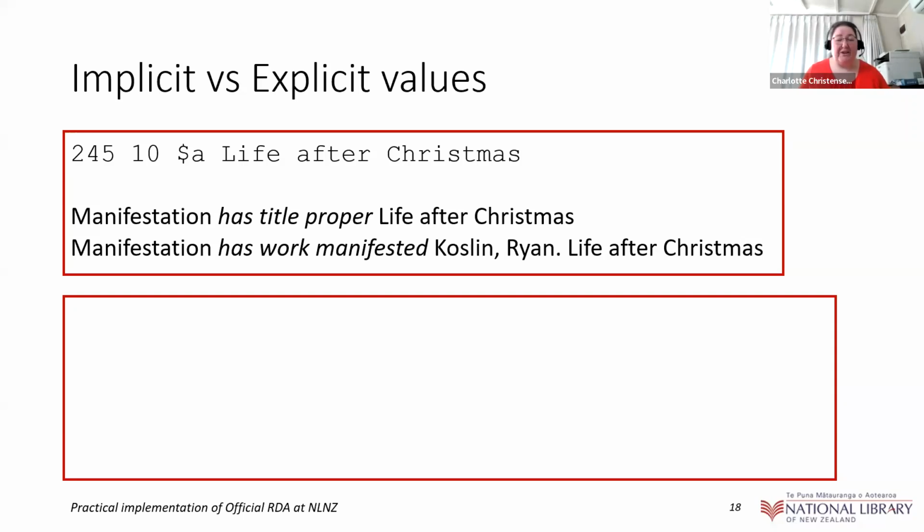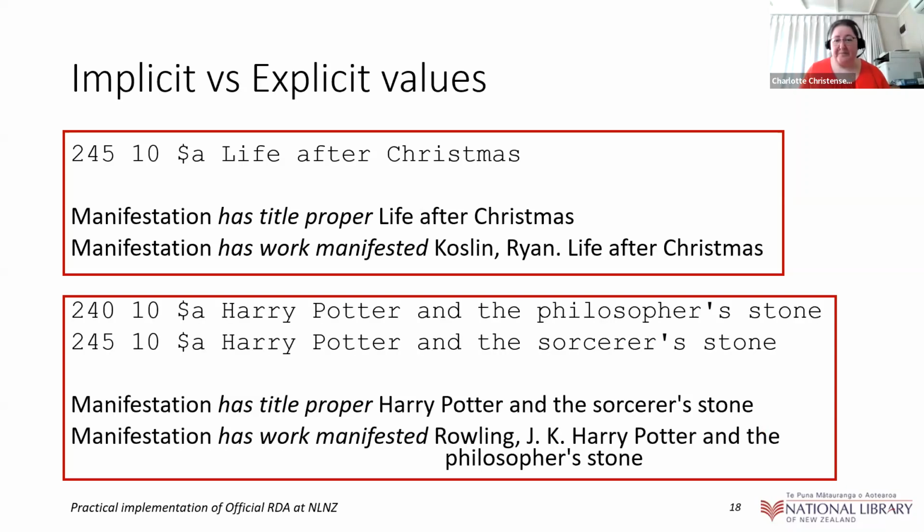As cataloguers, we know this and can interpret it, but this kind of implicit value recording is difficult for a computer to make use of. The 245 subfield A is sometimes only a value of title proper, but in this case also a value, or at least part of the value, of authorized access point for work.